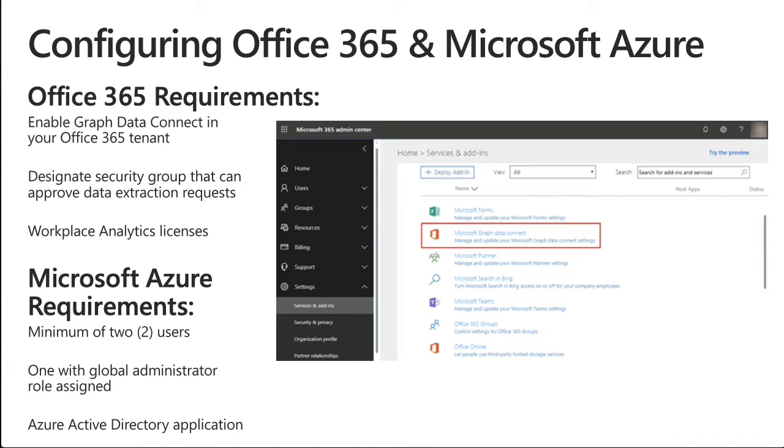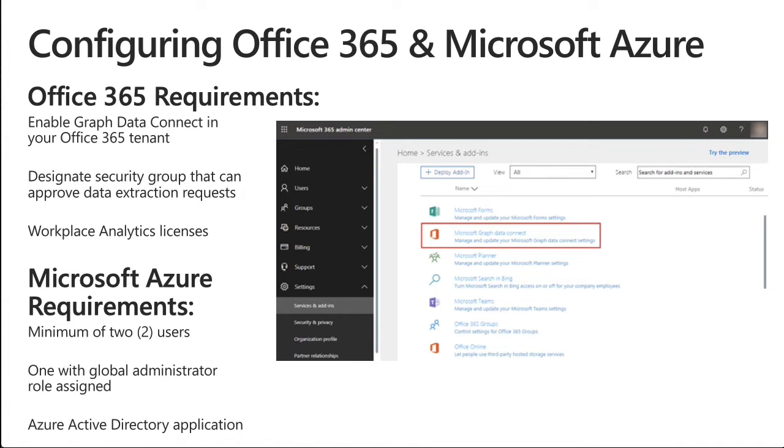Now, when you do this, you're also going to have to designate a security group that can approve the data extraction requests. So when a request is made to extract data, if that request has not been approved, that data is not going to be exported. You're going to have to wait until someone has approved that request. And the person making the request can't be the one that approves it. Then you've got Workplace Analytics licenses that are going to have to be assigned to the users who are making these requests.